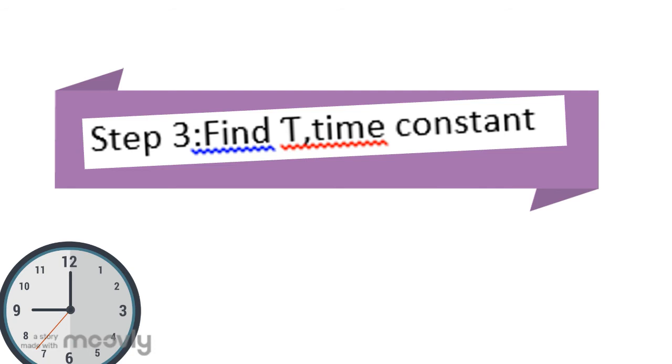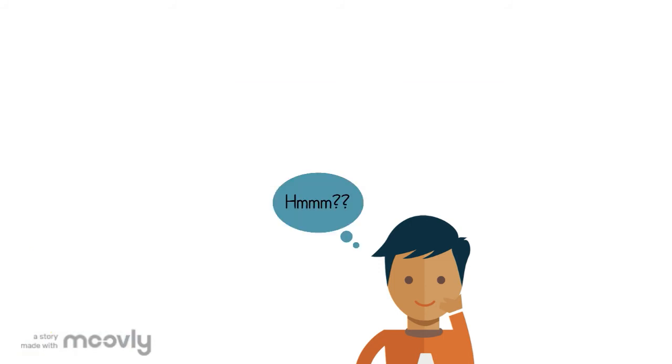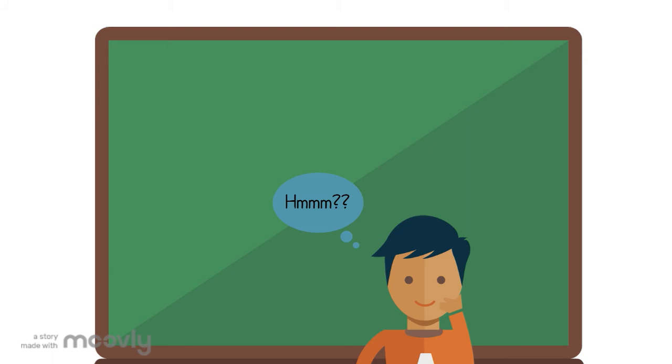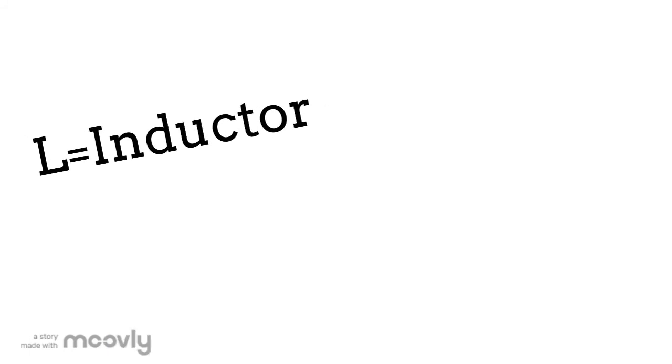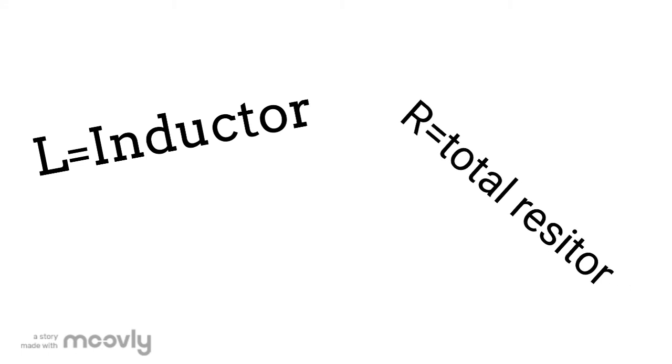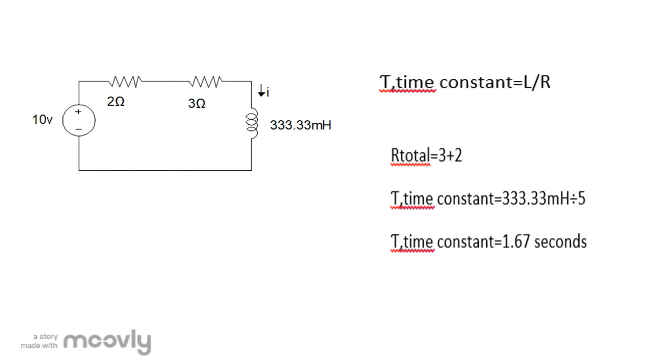Step 3. Find the time constant. So, what is the formula to find the time constant? The formula to find the time constant for an RL circuit is L over R. Now you should remember this formula. L stands for inductor and R stands for total resistor. So, we can just substitute the values into the formula and get the time constant.